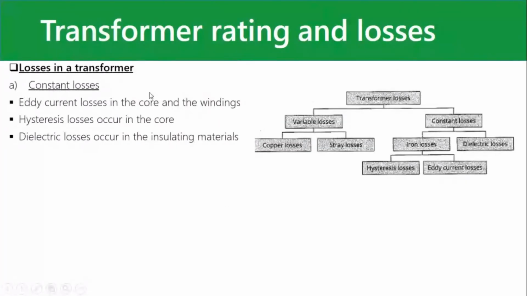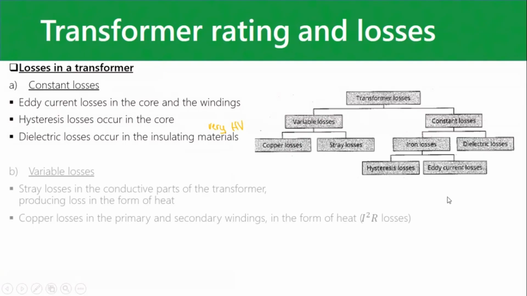So losses in a transformer, you get constant losses. There are a little bit of losses. Constant losses are eddy current and hysteresis, basically. And a little bit of dielectric losses at very, very high voltage. The dielectric loss, so the insulation, in other words, as well.